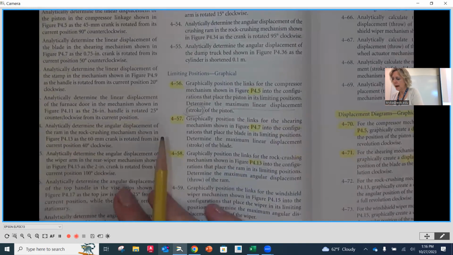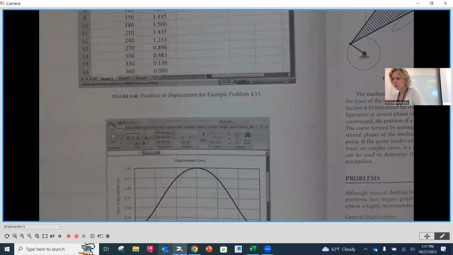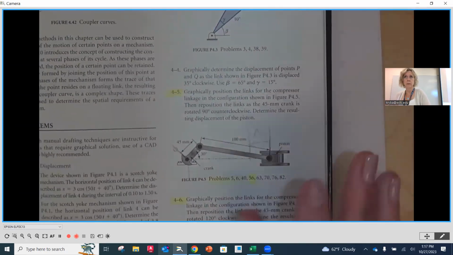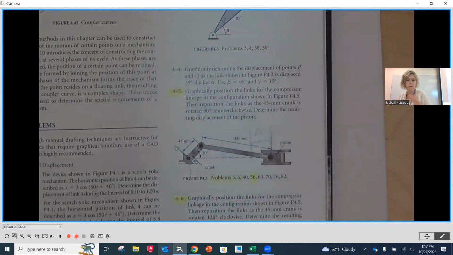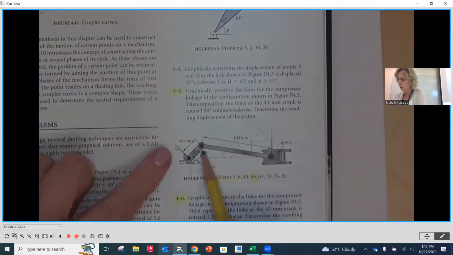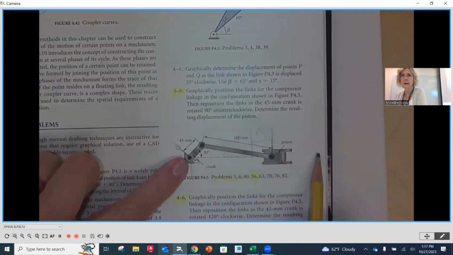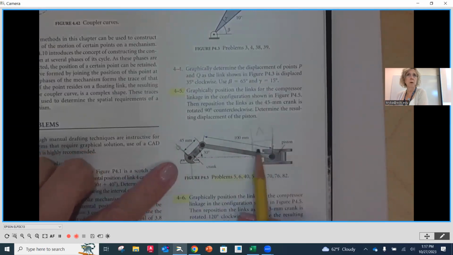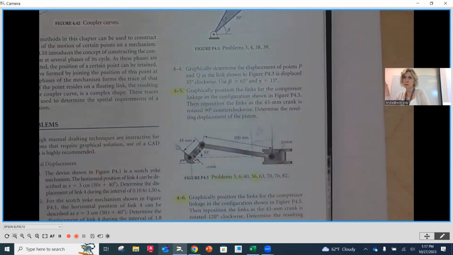Okay. So going back to 4-5, the first problem, you already have this drawn up. You have it drawn up the first time already. Now you're going to position it so we're all the way laying down and we're all the way out. And then you're going to position it where it's overlapping and we're all the way back. And you're going to measure the distance between those two and you're going to find out what the stroke is.